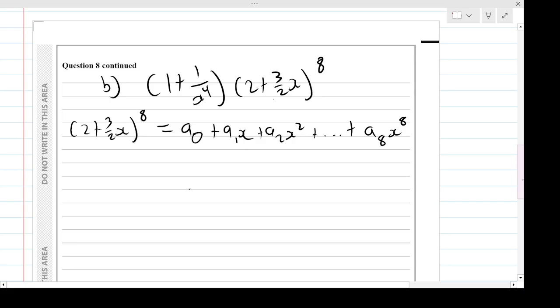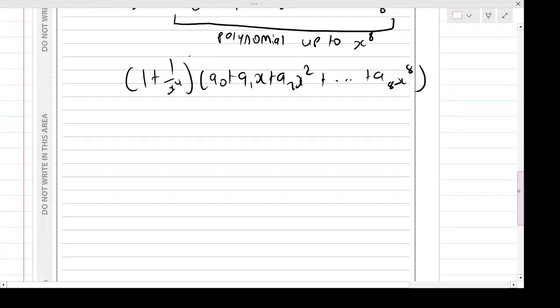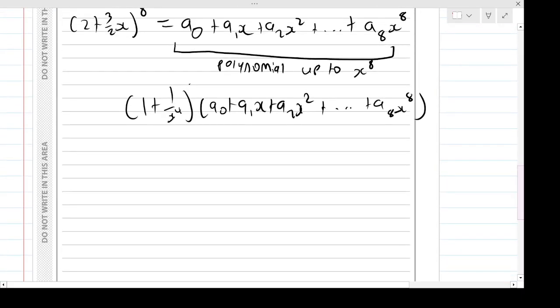So with that in mind, hopefully you see it's just a polynomial up to x to the 8, right? So with that in mind, this expansion here then, if we want to work with this, then it would be 1 plus 1 over x to the 4, and then times by a0, a1x, a2x squared, add ... add a8 x to the 8. Now hopefully it's a lot easier to visualize how things will expand to get me what I want, and what I want is a constant.